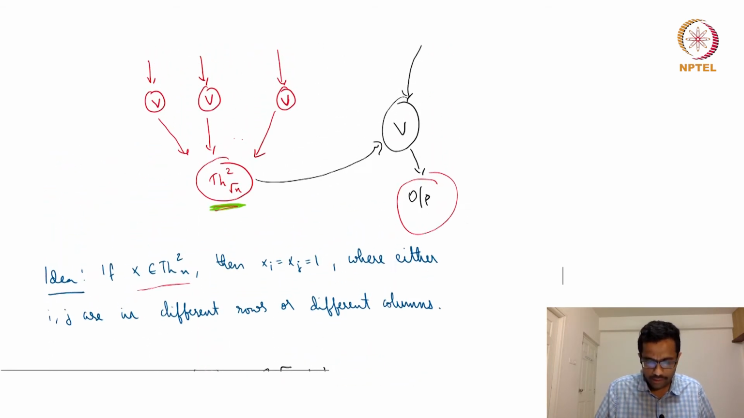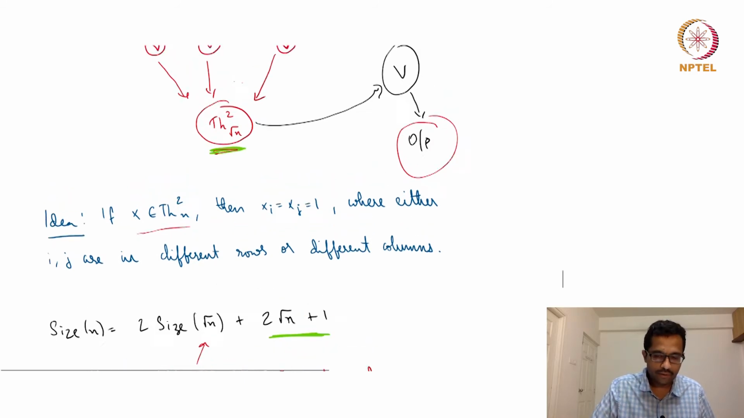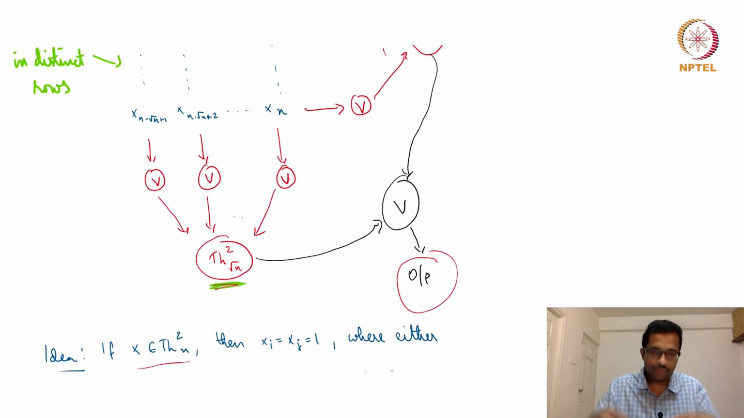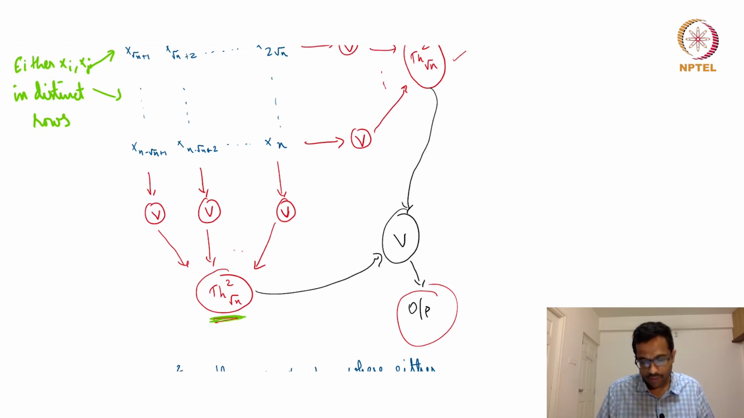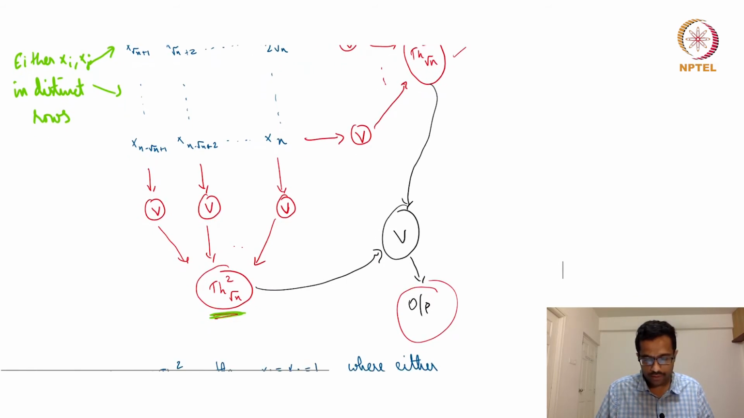However, to get a decent solution, we do not need a recursive approach. So for instance, this threshold 2 with square root n input need not be implemented in the same recursive manner. You don't need the same kind of grid based approach here. We could use the brute force approach, for instance. So recall, the brute force approach had size n squared and wires also n squared.